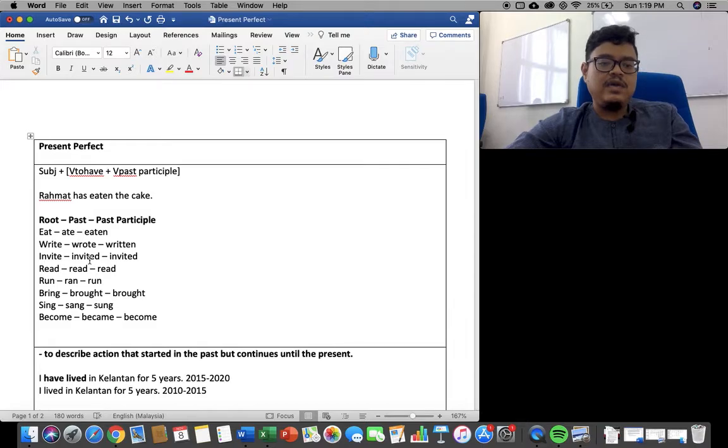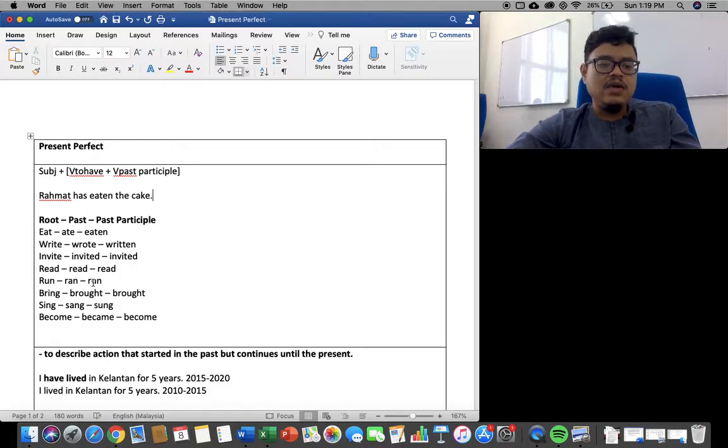And then for other words, these are some examples of the past participle. Write, wrote, written. Invite, invited, invited. So you see here the past participle for some verbs is the same as its past tense form. Invited, visited, right? Read, read, read. For read, the past tense and the past participle are the same in spelling, but the pronunciation is different.